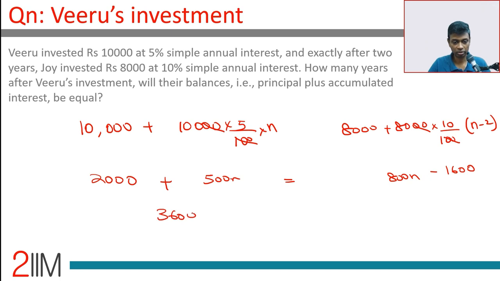3,600 is equal to 300 and 800 minus 500. Mark off two zeros: 36 by 3. N is 36 by 3, which is 12. Viru invests for 12 years, Joy invests for 10. Their balances would be the same.